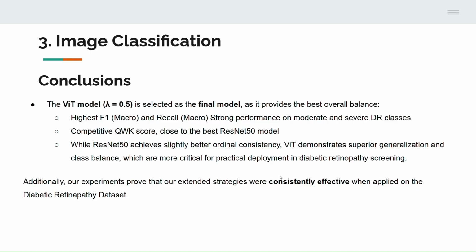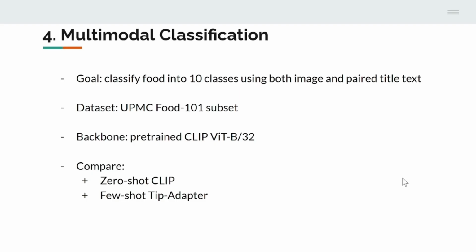Additionally, our experiments prove that our extended strategies were consistently effective when applied on the diabetic retinopathy dataset. Now I will present the multimodal classification test. Our goal is to classify the food into 10 classes using both the image and the paired title text. For this test, we use the UPMC Food 101 subset with the pre-trained CLIP ViT-B/32 as the backbone, and we compare the zero-shot CLIP with the few-shot Tip-Adapter.